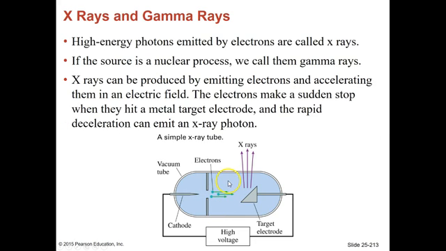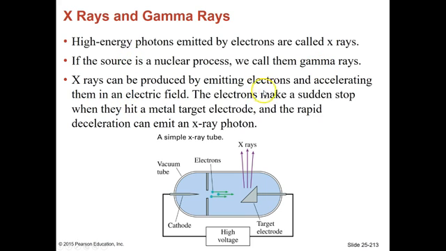X-rays and gamma rays are the last type of rays that we will talk about in our electromagnetic spectrum. These typically are high energy photons. If they are emitted by electrons, we call those X-rays. If the source is a nuclear process, we will call them gamma rays. So X-rays come from electrons. If I have some sort of nuclear decay like fission or fusion, I will have gamma rays come from that.